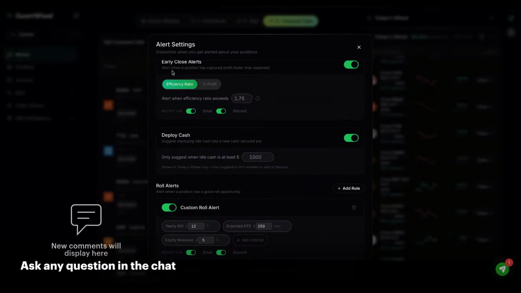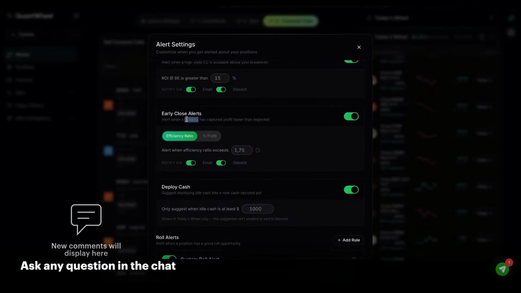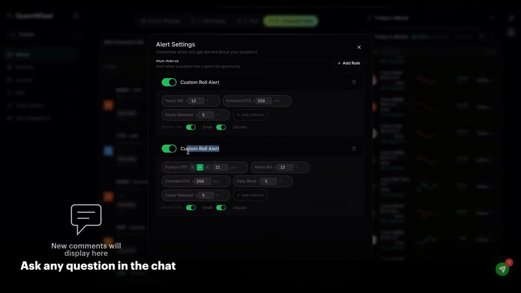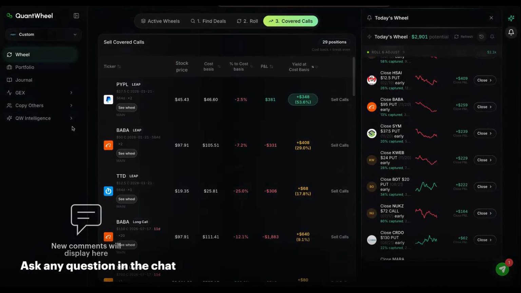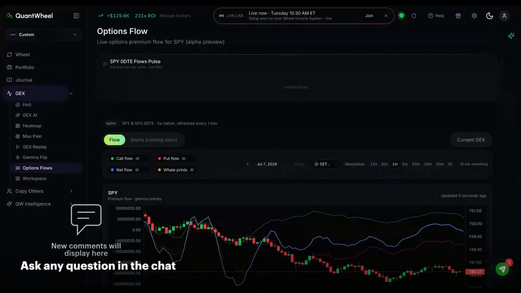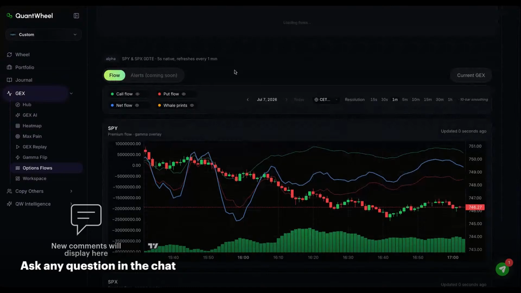You can modify them by many different filters. You can specify your custom alerts to only get alerts when they match your criteria, and so on. Another thing I want to just walk through today is, let's take a look at options flows. Let's see what's going on with SPY today and see if we can spot any trends.